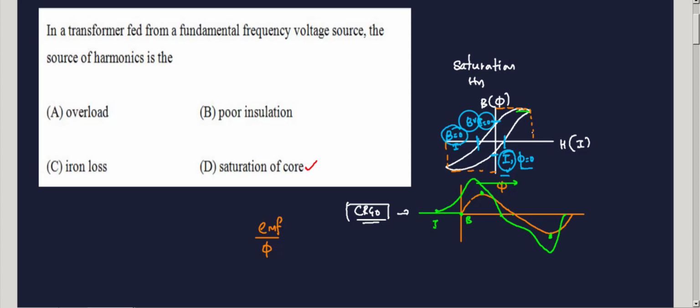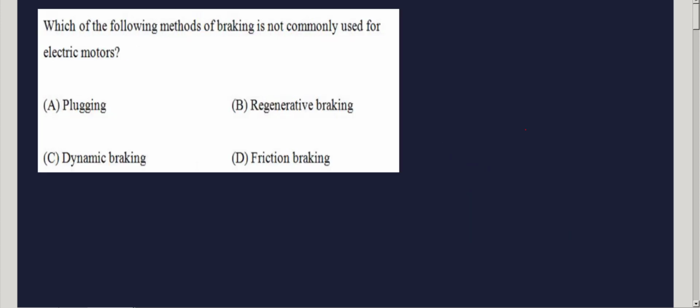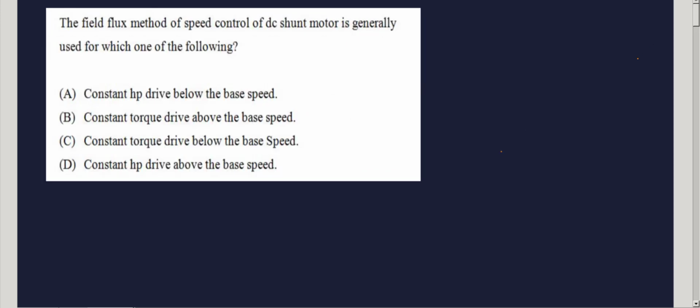Next question. Which of the following methods of braking is not commonly used for electrical motors? So the braking methods you studied in electrical machines are plugging, regenerative braking and dynamic braking. I don't think friction braking is used anywhere. So this is not there, right? Next question.